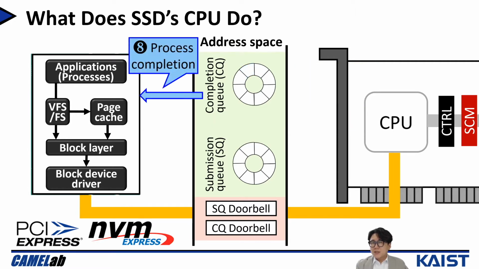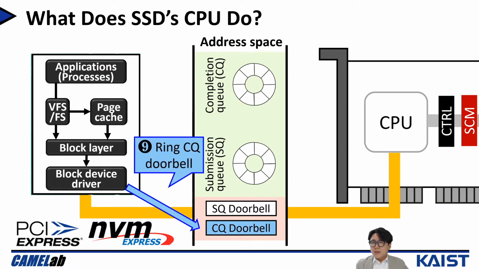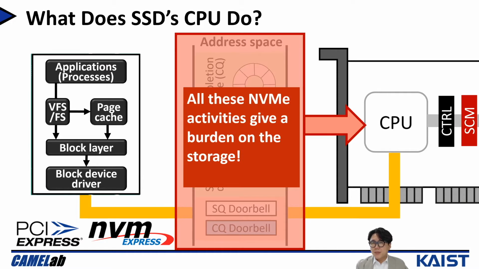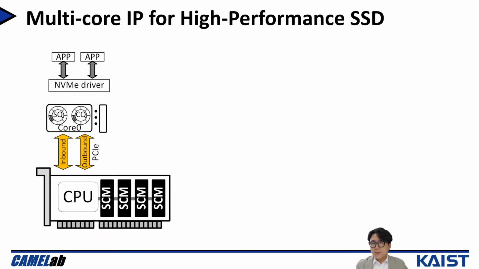The host interrupt service routine is then invoked and finishes the request. Lastly, the host interrupt service routine completes the service and informs the storage device by writing the doorbell register again, which is required to monitor the target doorbell register. So all this NVMe activity puts a burden on the storage-side processor.